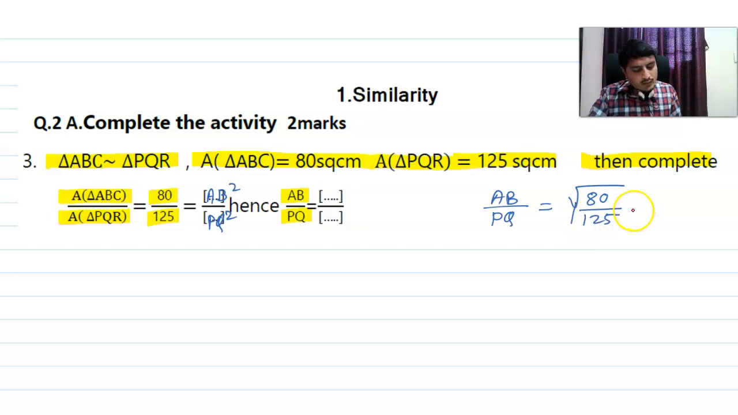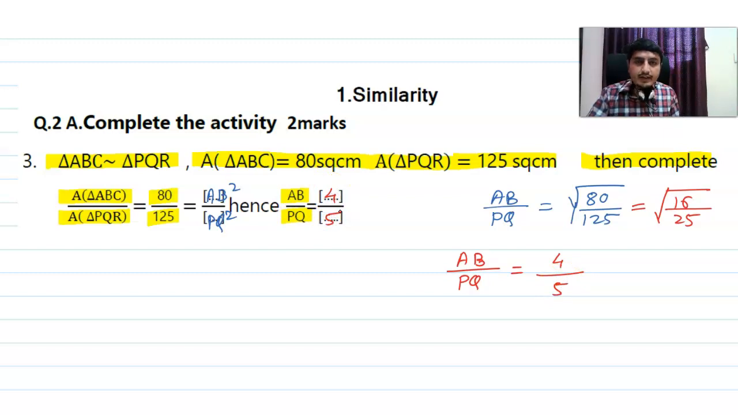Now we know well that 16 fives are 80 and 25 fives are 125. Once we separate the square root of numerator and denominator, the square root of 16 is 4 and the square root of 25 is 5. So AB divided by PQ we get 4 divided by 5. Hence we have here the third activity from question 2A.